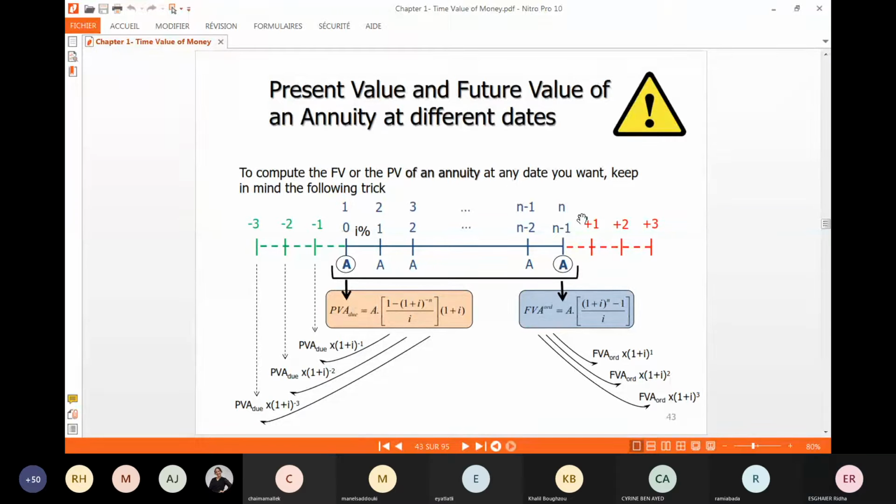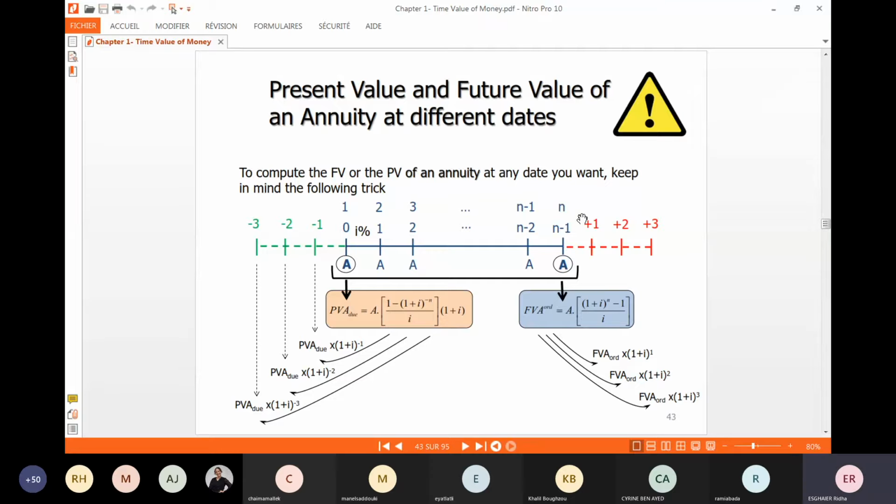Right now, we will not take into consideration the dates. Forget about the dates. Beginning of the year, end of the year, it doesn't matter. It could be, for example, February 16, 2020, February 16, 2021, etc. It's not the beginning of the year, it's not the end of the year. What matters is the first amount received or paid, today or one period from now.